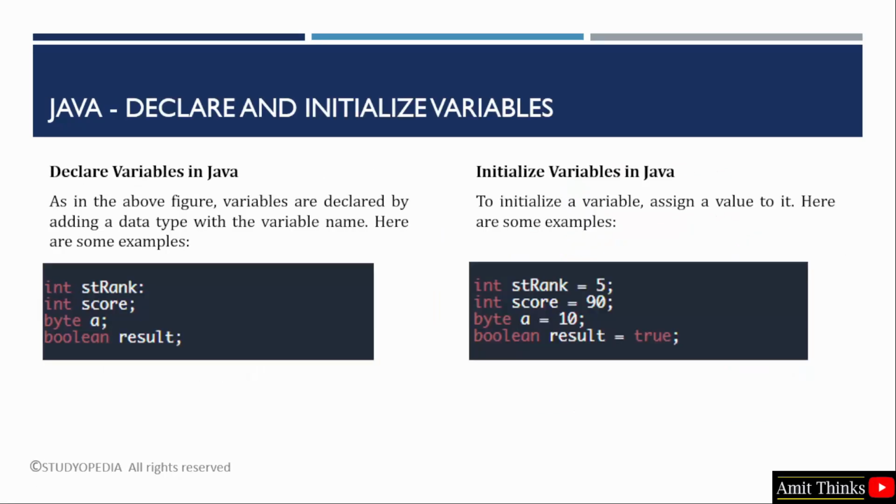So here we have shown how to declare and initialize variables. On the left you can see we declared variables. First two variables are of integer type, that is strank and score. The next one is byte, that is byte A, and after that we have a boolean result variable, which will be having a value of true or false. On the right we are initializing the same variables, so we have assigned a value of 5 to strank, 90 to score, 10 to A and true to result. So in this way we can declare and initialize variables in Java.